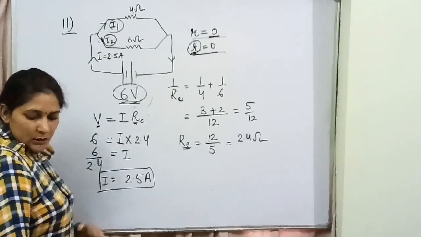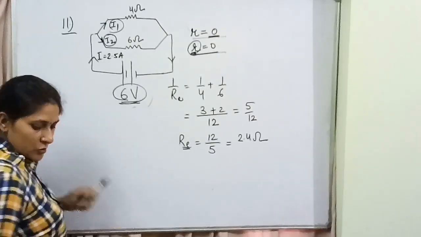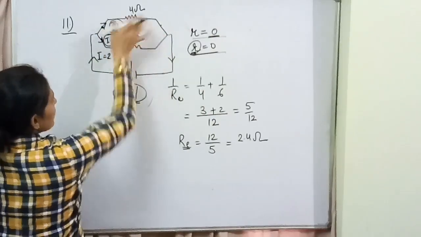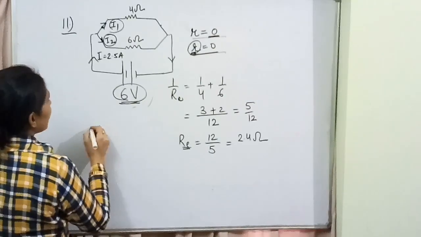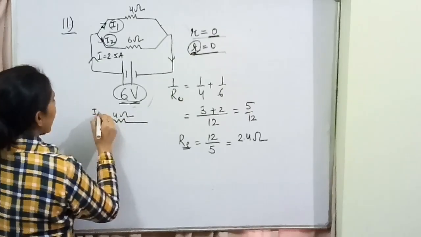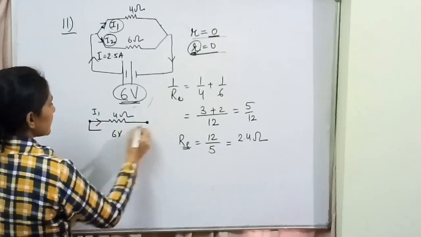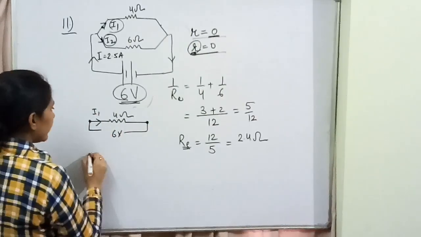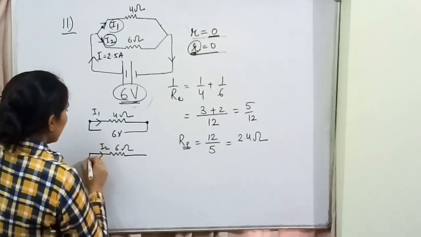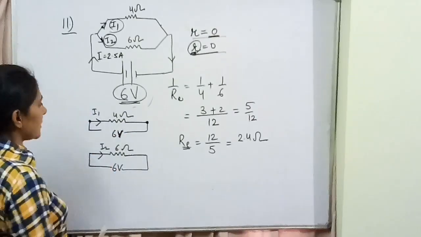I told you two methods by which you can do it. The first one is that you can find it directly from the potential difference across each resistor. You can draw these separately. Suppose this first one is 4 ohm. The current flowing is I1, and the potential difference across this is 6 volt. The second setup is this way. This is 6 ohm. The current flowing is I2, and the potential difference is 6 volt, because the potential difference is the same.